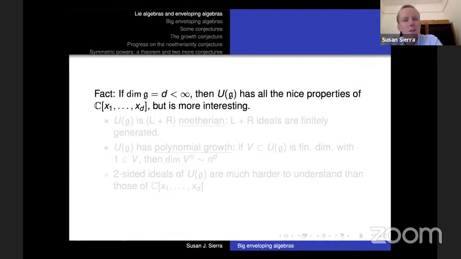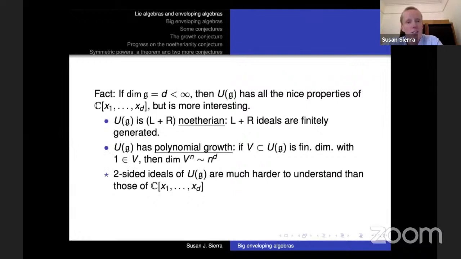So if the dimension of your Lie algebra is some natural number d, which is finite, then it's a general fact that the enveloping algebra U of g has all the good properties of polynomials in d variables, but it's more interesting. So some of the good properties: it's left and right Noetherian. So left and right ideals of the enveloping algebra are finitely generated.